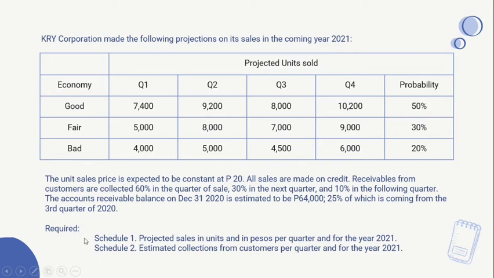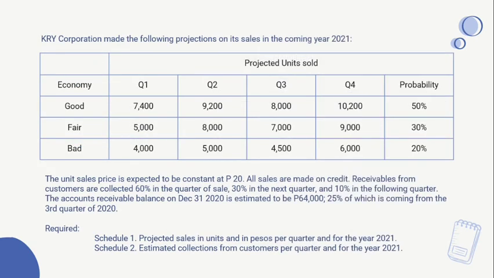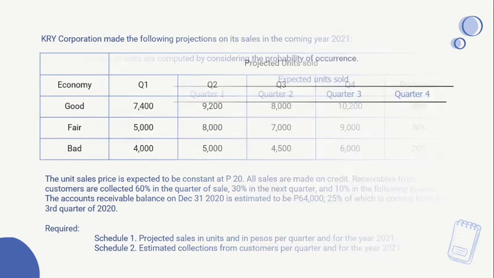So, what are we looking for? It requires two schedules. Schedule 1 for the projected sales in units and in pesos per quarter for the year 2021. Schedule 2, the estimated collections from customers per quarter and for the year 2021. So, how do we get the projected sales in units? There are probabilities of occurrence, three of them. The economy can be good, fair, or bad. The probability that the economy is good is 50%, fair is 30%, and bad is 20%.